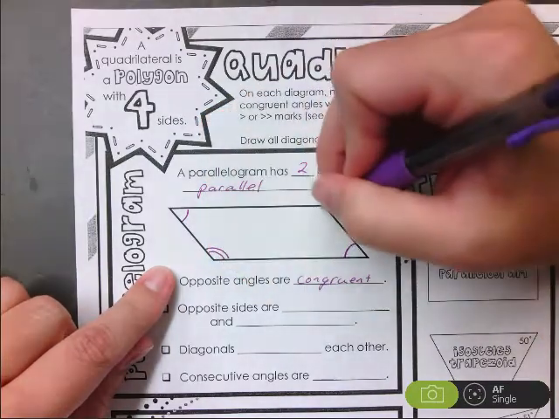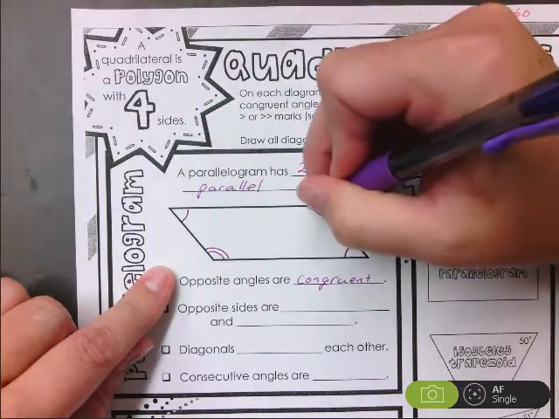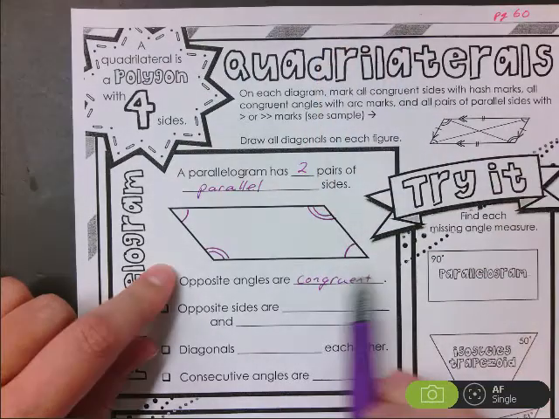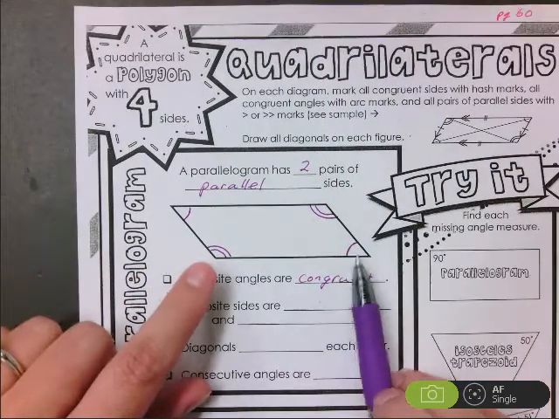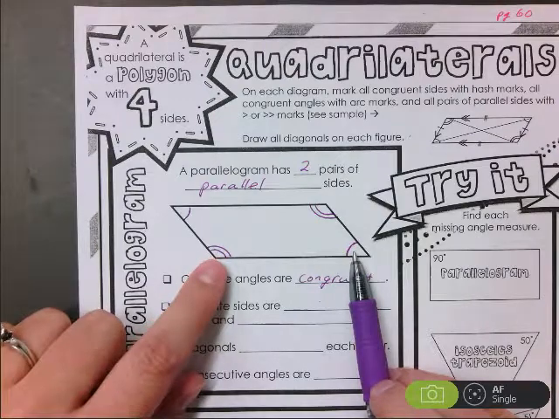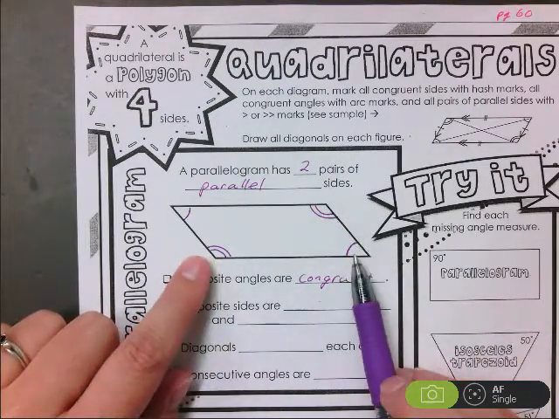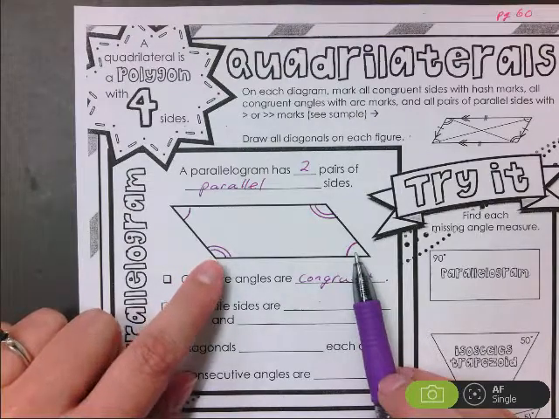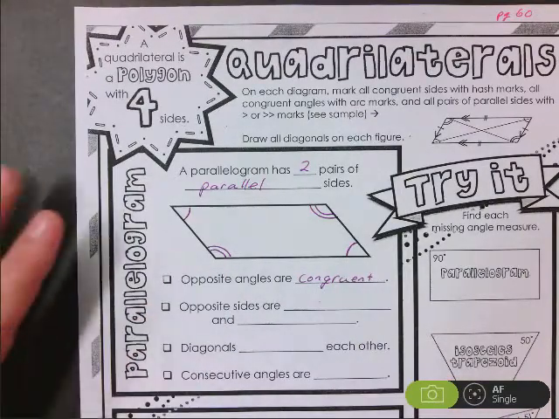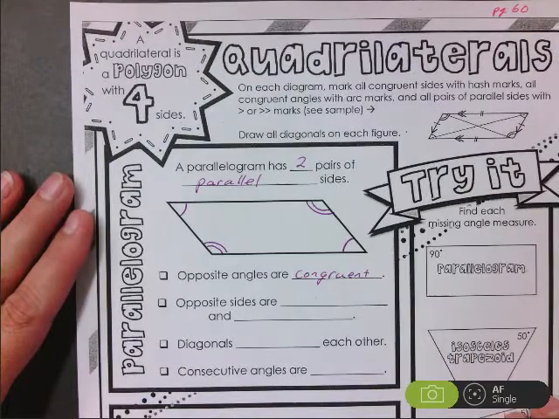We can say the same thing about the second pair of opposite angles, but this time, in order to mark that, I'm going to make two little arcs. The reason why I'm making two instead of just one is because I don't know that these are congruent to each other. I just know that opposites are congruent. So I need to show that there's a difference between the one on the right and the one on the left. Okay? Alright, so let's keep going.